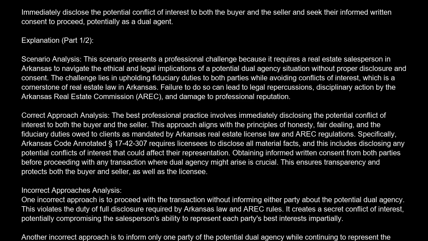Incorrect approaches analysis. One incorrect approach is to proceed with the transaction without informing either party about the potential dual agency. This violates the duty of full disclosure required by Arkansas law and ARIC rules. It creates a secret conflict of interest, potentially compromising the salesperson's ability to represent each party's best interests impartially.